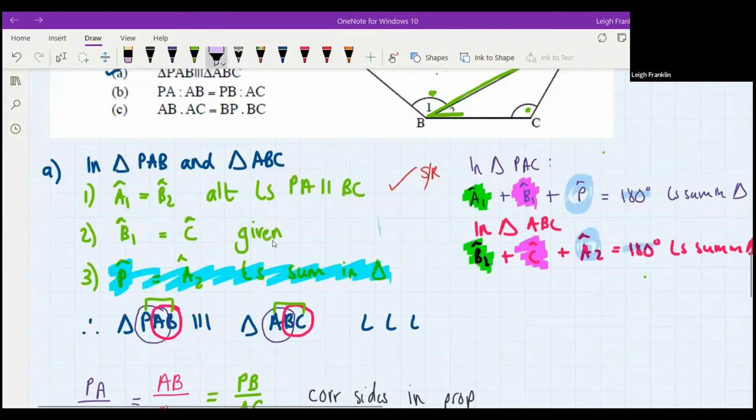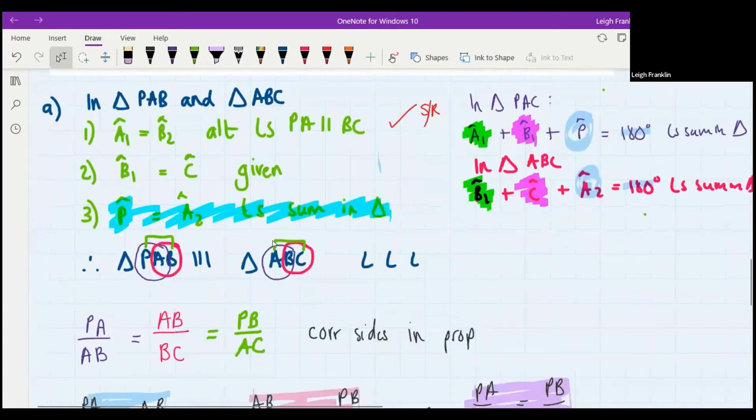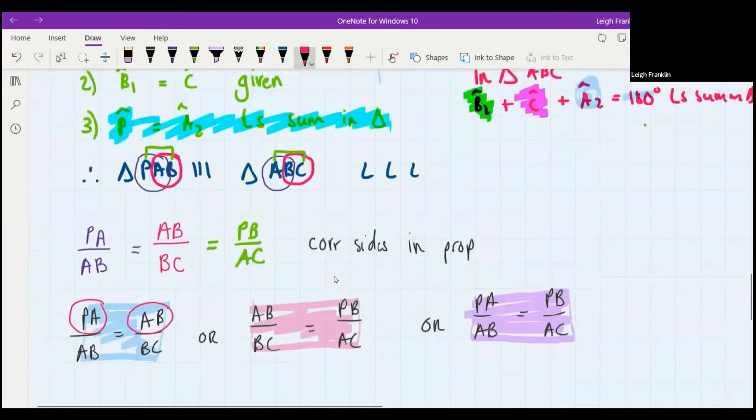PB and AC. Did I do something wrong here? Hang on, PA over AB. All right. PA over AB is AB over BC is, oh, I see what I've done wrong here. Okay, when I did first, no, that was right. PB, AC, no, I haven't done it wrong.